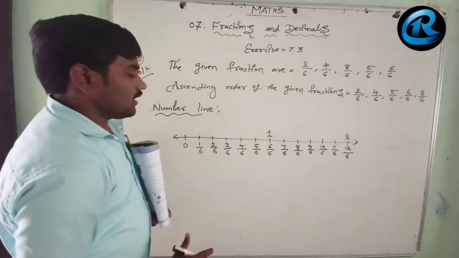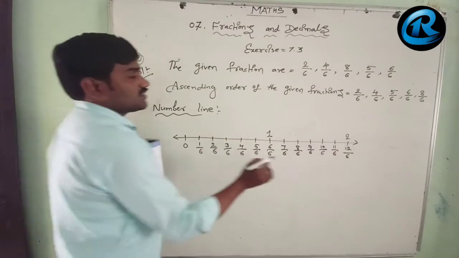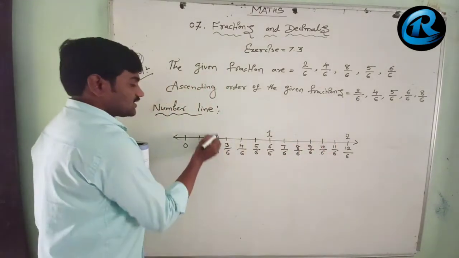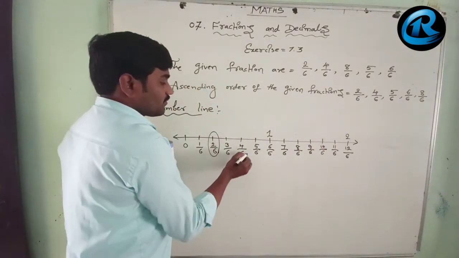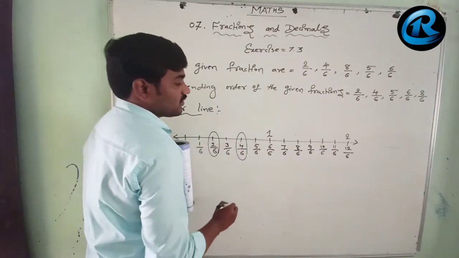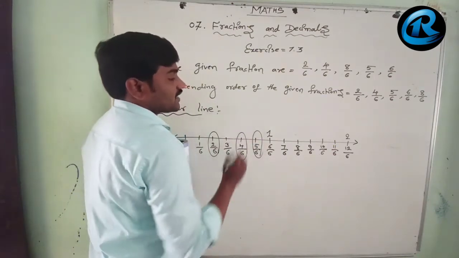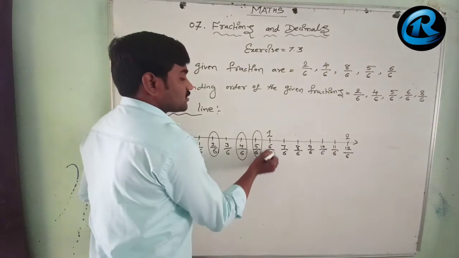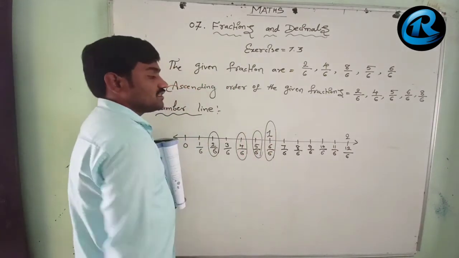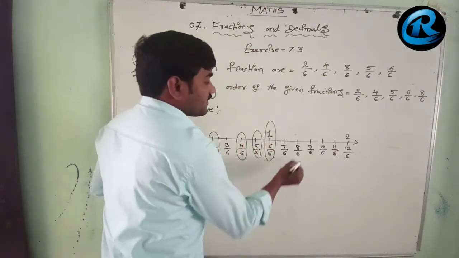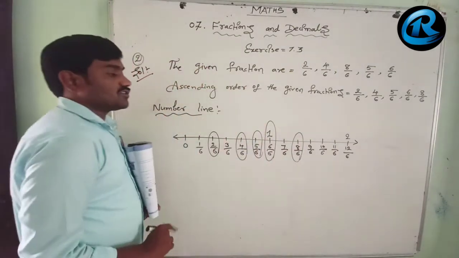Now we represent the numbers we require. 2 by 6 we require. Let us write the 2 by 6. And 4 by 6 we require. Let us write 4 by 6 and circle it. 5 by 6 also we require. Let us circle the 5 by 6. Then 6 by 6, that is equal to 1. This also we need to circle. And the 8 by 6. These numbers we have to circle.